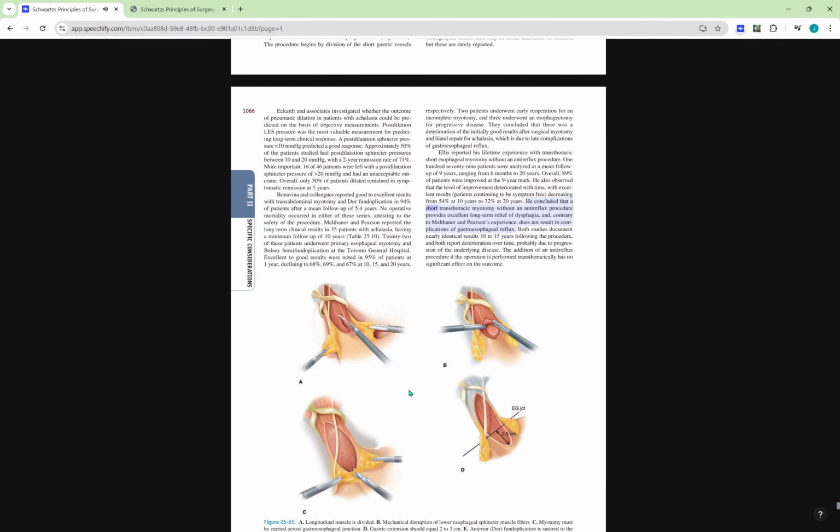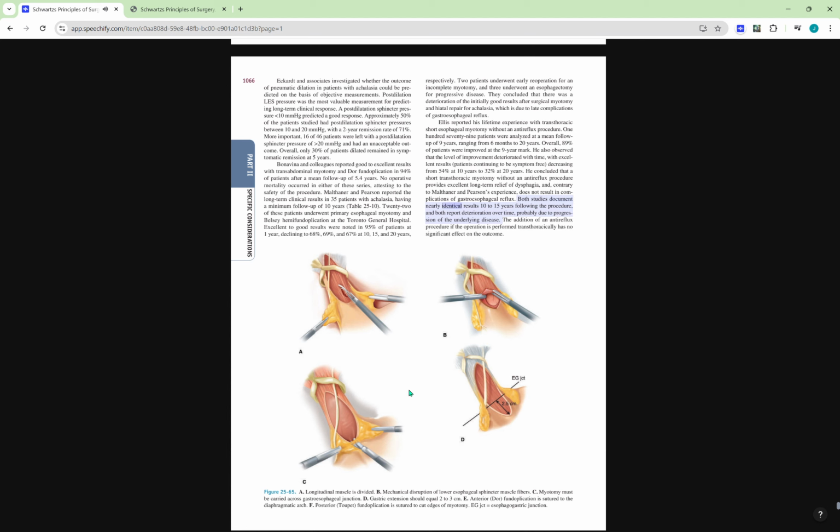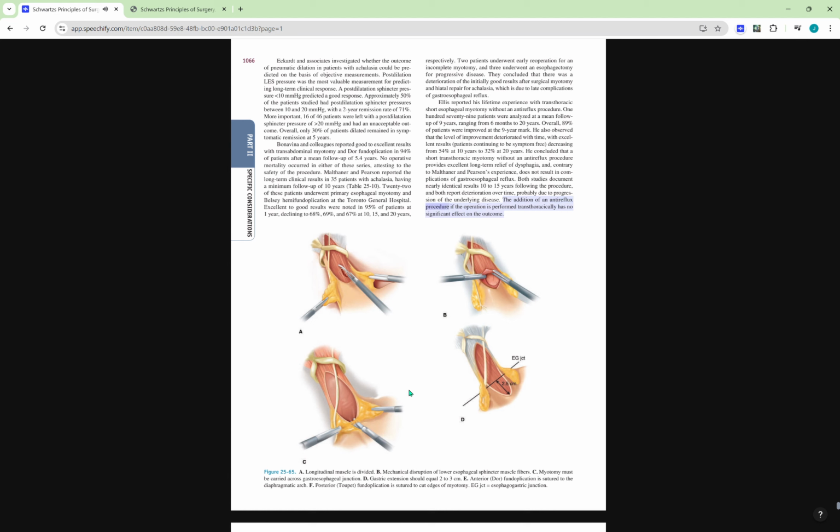He concluded that a short transthoracic myotomy without an anterior fundoplication provides excellent long-term relief of dysphagia and, contrary to Malthaner and Pearson's experience, does not result in complications of gastroesophageal reflux. Both studies document nearly identical results 10 to 15 years following the procedure, and both report deterioration over time, probably due to progression of the underlying disease. The addition of an anterior fundoplication, if the operation is performed transthoracically, has no significant effect on the outcome.